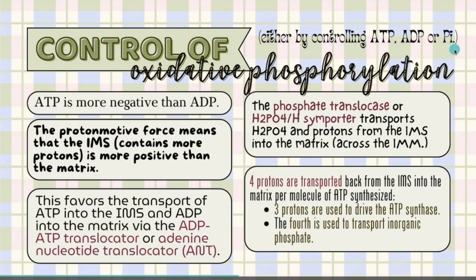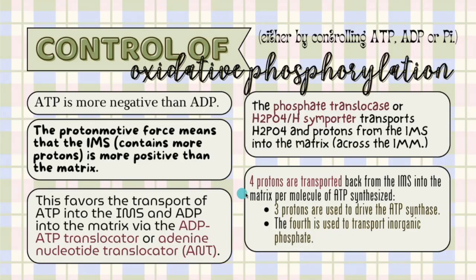Now for phosphates, we have the one that I mentioned before, the inorganic phosphate proton symporter, which transports the phosphate and the proton in the same direction, from the IMS into the matrix. Just like I mentioned, when protons go back from the IMS into the matrix, they also go back with inorganic phosphate in the same direction, and the transport channel is called phosphate translocase.